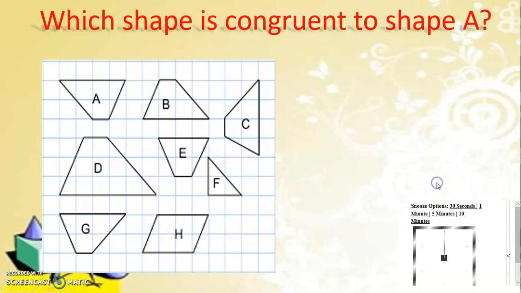Okay, now let us see. Which shape is congruent to shape A? That is shape B. I hope you get the same answer. Anything else? Let us see. Also, the shape C is congruent to shape A. Shape G is also congruent to shape A. So shape B, C, and G are congruent to shape A.